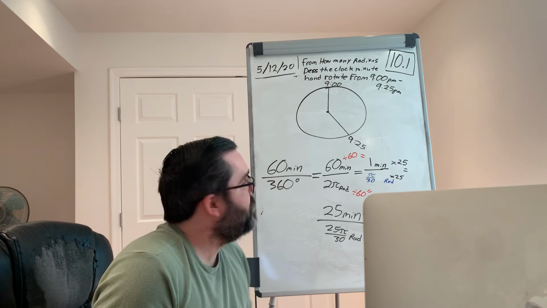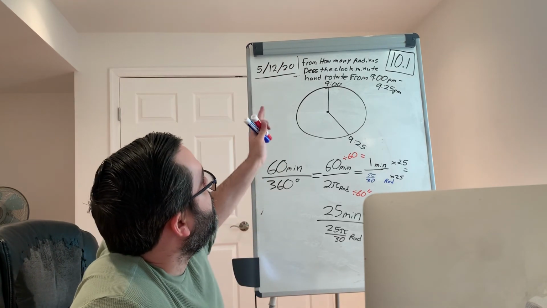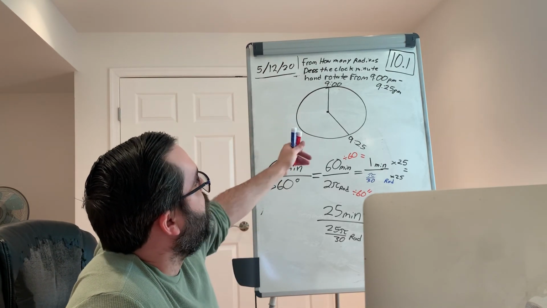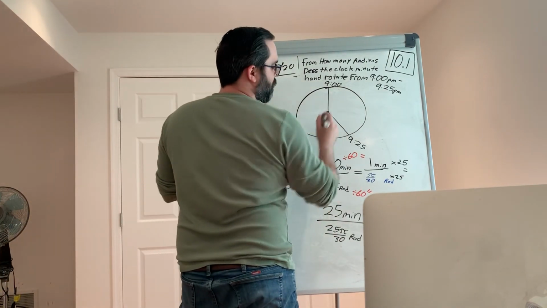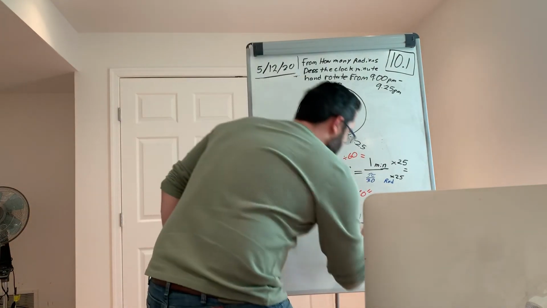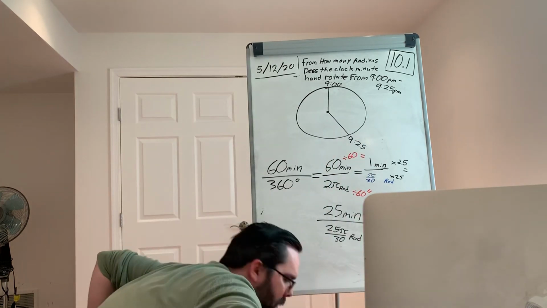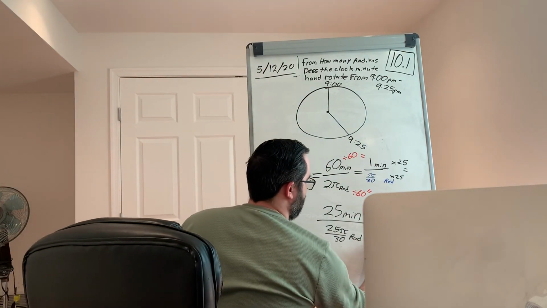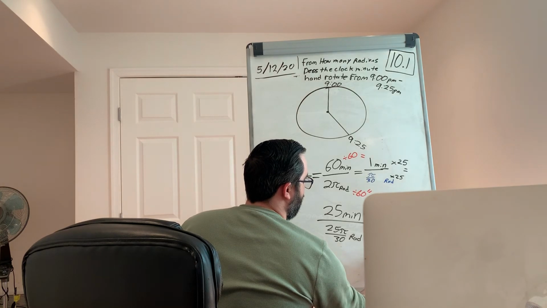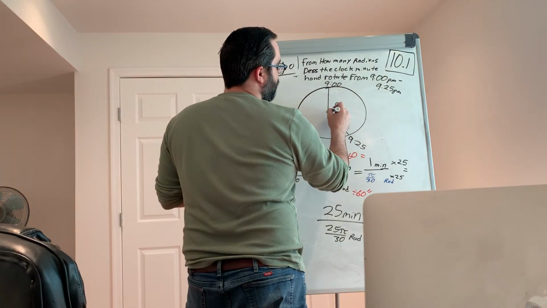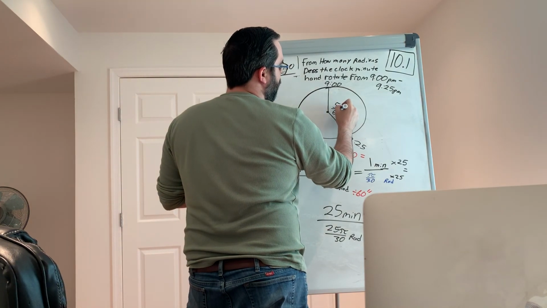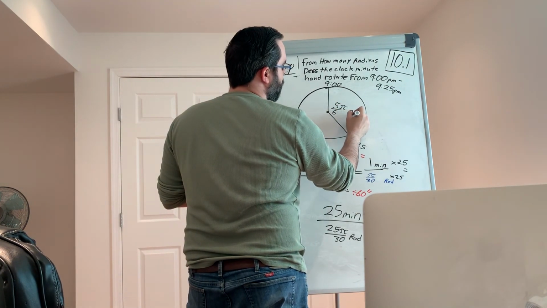So the question says, how many radians does the clock minute hand rotate from 9 p.m. to 9:25? It rotates 25 over 30, which is the same thing as 5/6 pi. 5/6 pi radians.